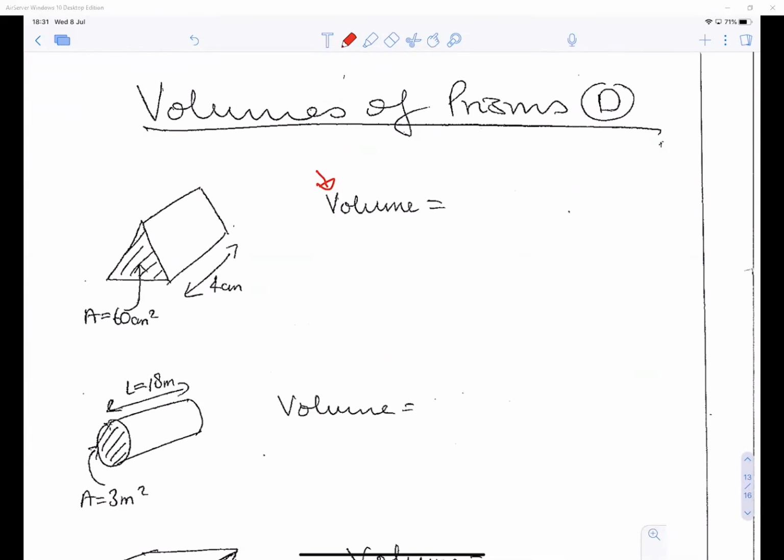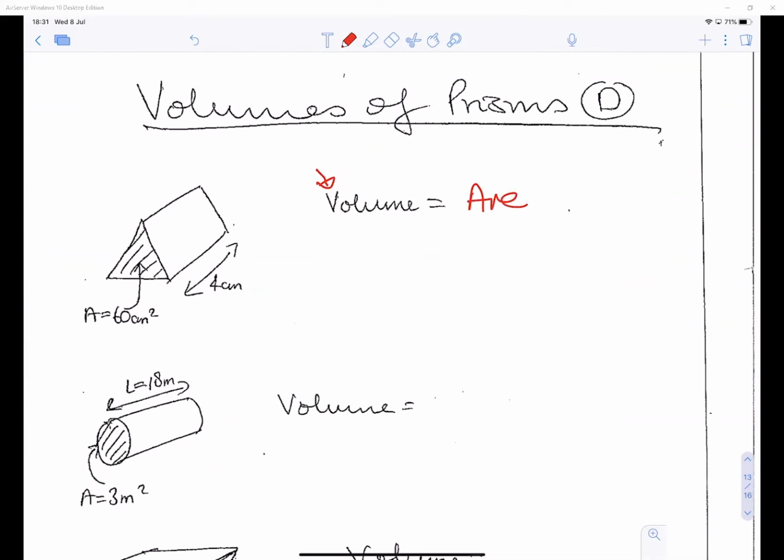So volume equals what? The area times by the length. So we say the area of the, you can even use the area of the face, because I call this the face of the shape, but the mathematical name for this part here is called cross section. Okay, so we can keep it to cross section in small writing. So the area times by the length.